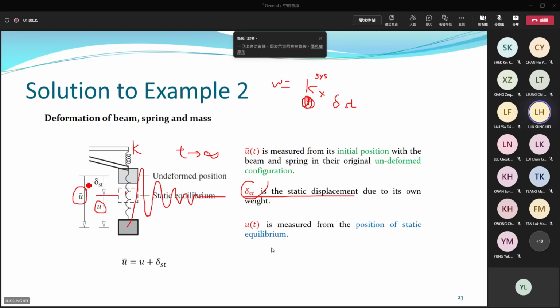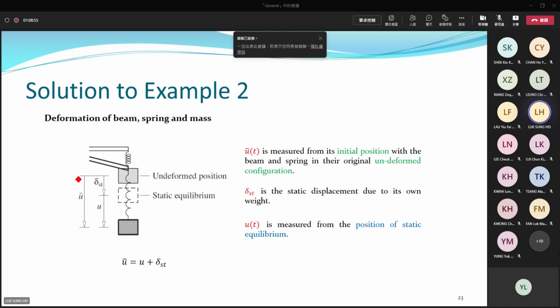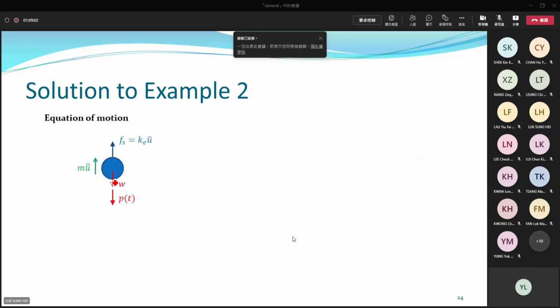You may wonder why we need to consider two different displacement measurements in this problem. Actually, this is a very smart approach to formulate the problem. You will see why on the next page. At the beginning, let us use the undeformed position to measure our displacement. We use U bar to formulate our problem.